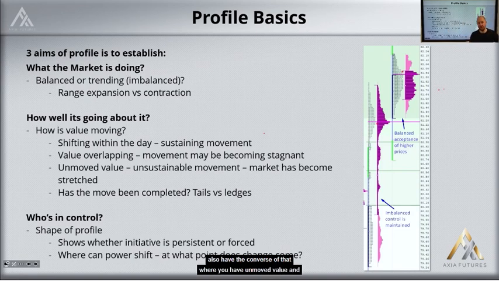You can also have the converse of that, where you have unmoved value and a directional move. I'll give you an example of this in just a moment. This would indicate a market that has moved and can't justify or sustain that move without more time spent in that area. The other question you need to ask yourself, and we'll come towards this later in this period of basic principles, is, has the move completed? This all comes back to tails and ledges. We looked at a tail just now, with that brief example of those F prints. The tail shows you if a move has ended or not.